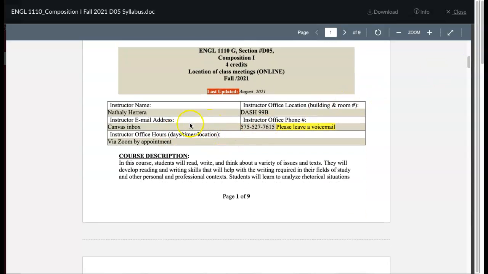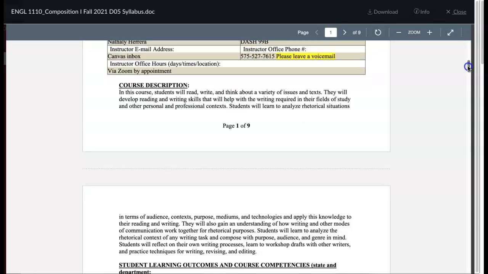Here we have my contact information. The best way to contact me is through Canvas inbox, and if you want to meet with me, we can schedule an appointment and meet through Zoom. Also, if you need to call me, here is my office phone number. My calls are being forwarded to my cell phone, so please make sure that you leave a voicemail so that I know who's calling and what class you're in. That way I can call you back.